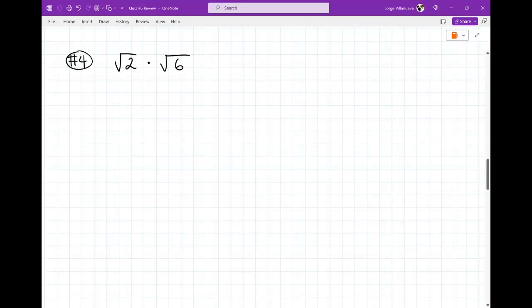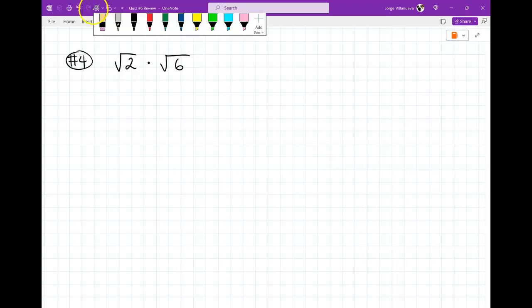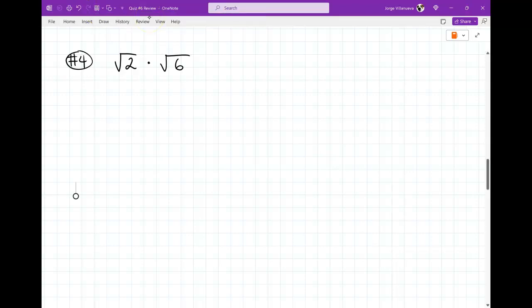So this one looks super easy, right? But as usual, there's always something that you got to do with it. So square root of 2 times the square root of 6. Now times means don't add them, right? It means multiply. And remember, when you're multiplying radicals, you multiply the numbers outside, you multiply the numbers inside, okay? The numbers outside are 1 and 1, so 1 times 1 is 1, so we're not going to worry about that. But radical 2 times radical 6 becomes radical 12. Okay, and we're done.